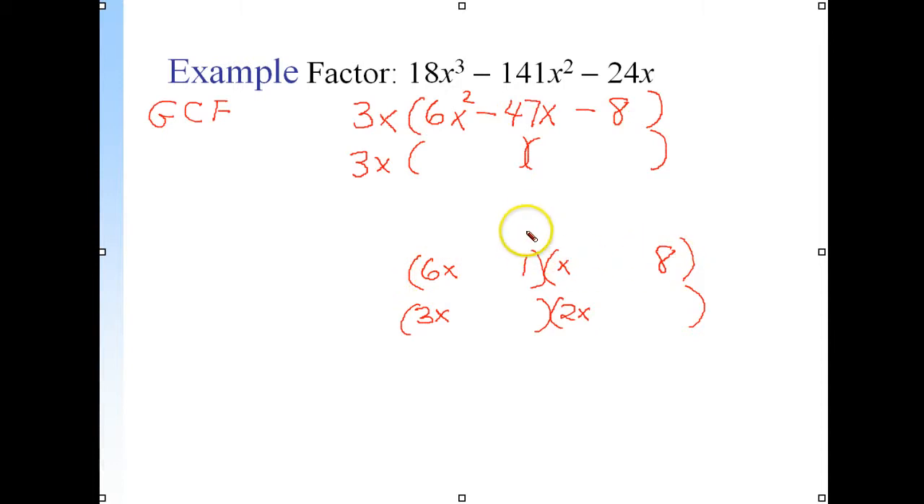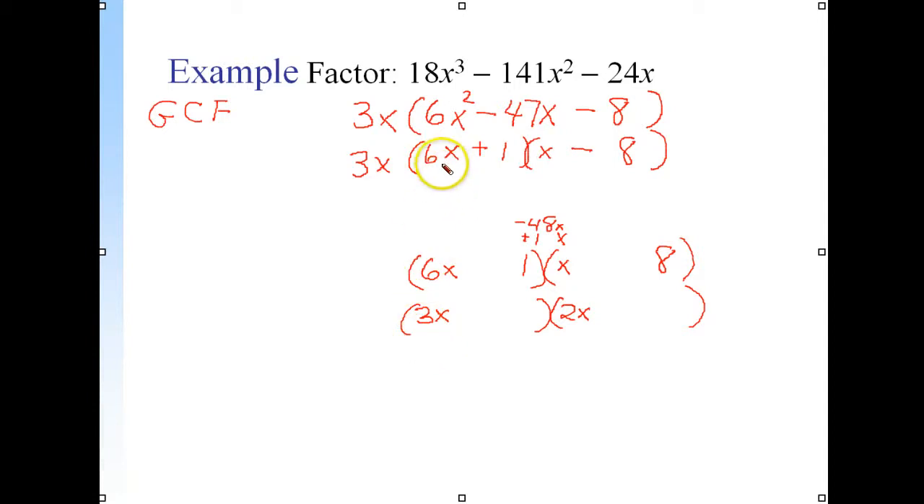6 times 8 is 48. And there's a 1. Now I need a negative for this. So this is going to be 8 here, a 1 there, and this is going to be a 6x and an x. Now I need a negative 48 in order for this to work out. So this will be negative and this will be positive.